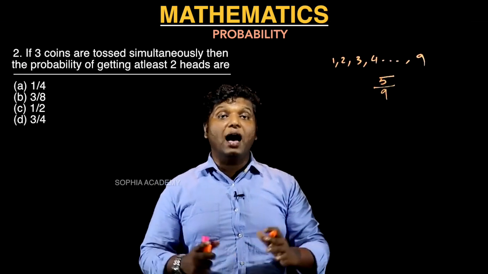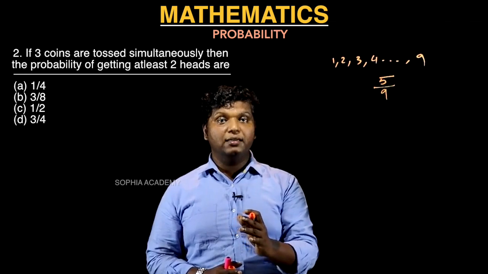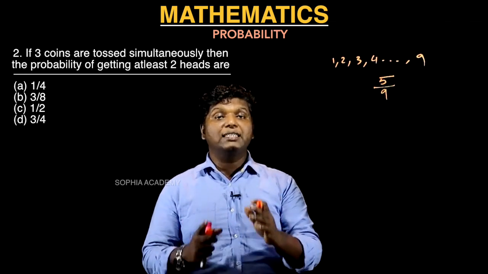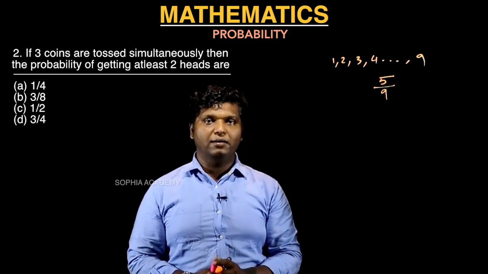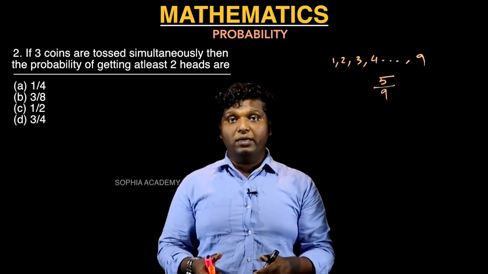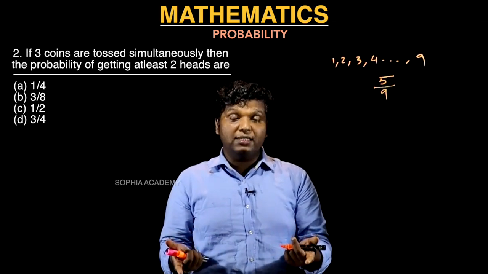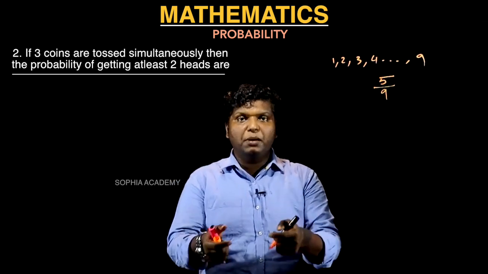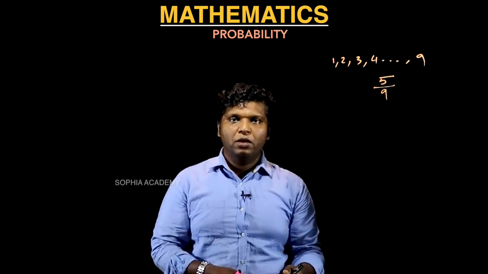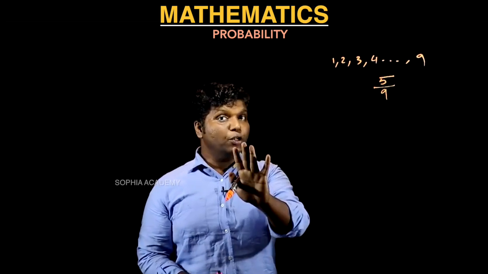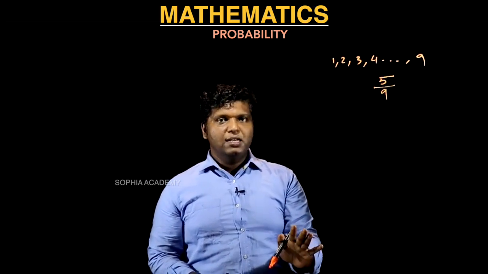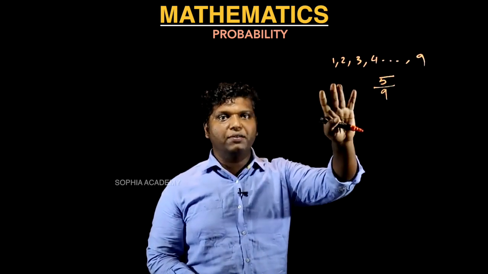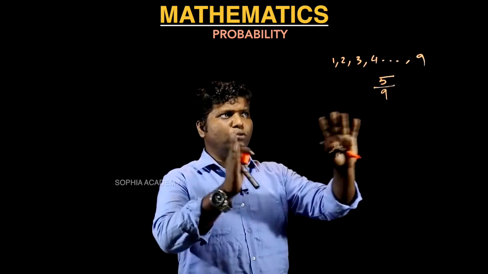If 3 coins are tossed simultaneously, then the probability of getting at least 2 heads is. So here you can see 3 coins. They are tossed simultaneously. Imagine you are taking 3 coins and you are tossing them. So what is the probability? First of all, you have to know how many outcomes are there. Here it was easy because the numbers were given like this, 1 to 9, and you had to count them.